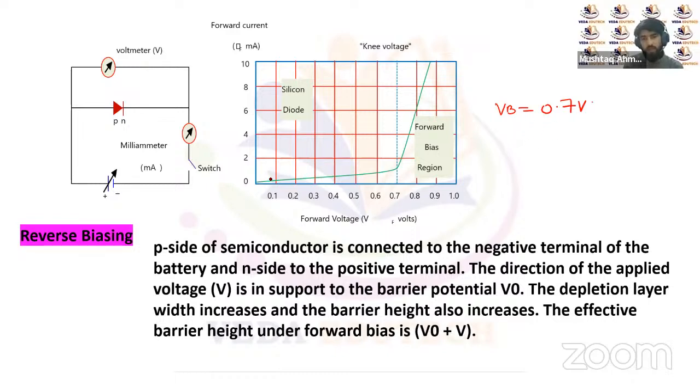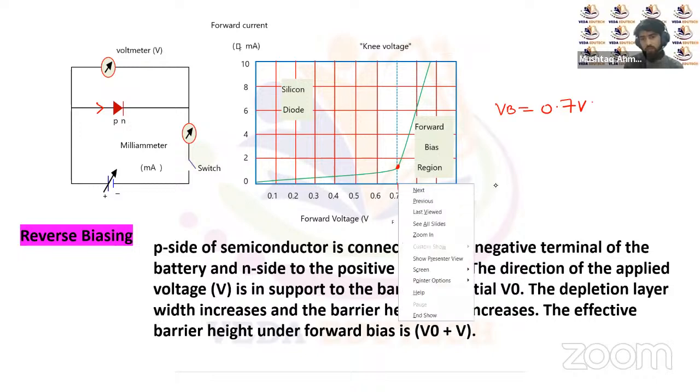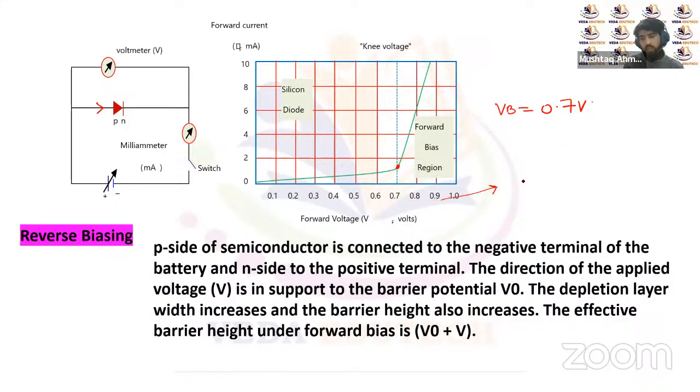Once the external biasing, or the forward voltage, becomes equal to this barrier voltage, there is suddenly an increase in the forward current in this PN junction. This minimum voltage supplied to the PN junction, so that the current increases exponentially, we call the knee voltage.